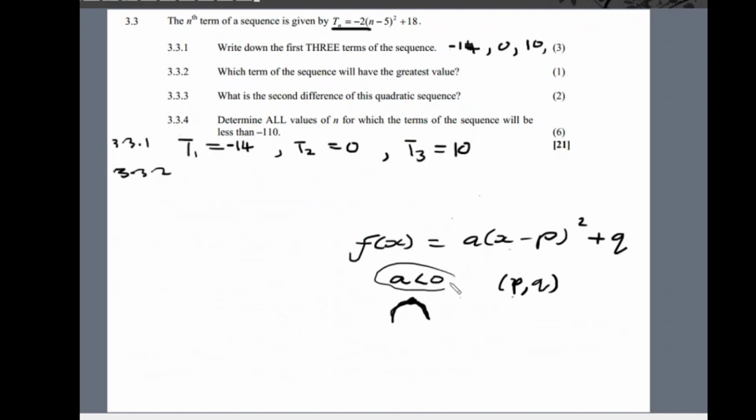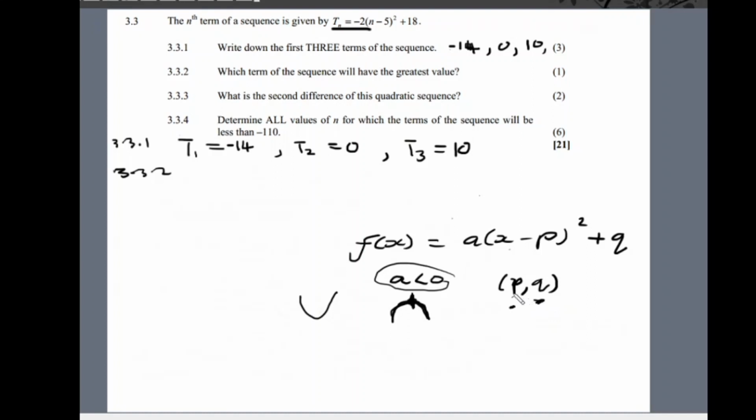Because of the shape. If the shape was positive, if the graph was like this, then we'd have a minimum value at the turning point. But because the shape is like this, the maximum value will be at the turning point, yeah? And then the x coordinate of the turning point is p, and the maximum value is q. The maximum value is q there, right?